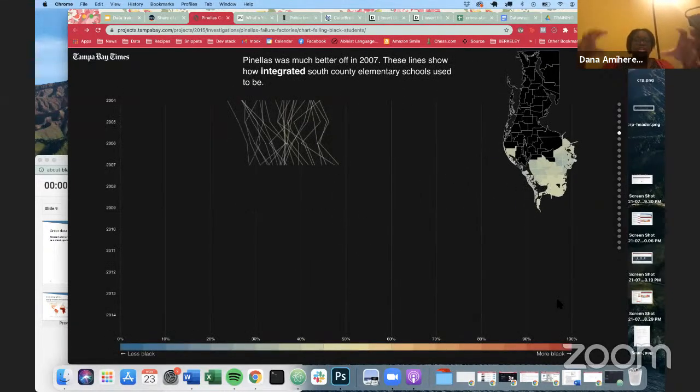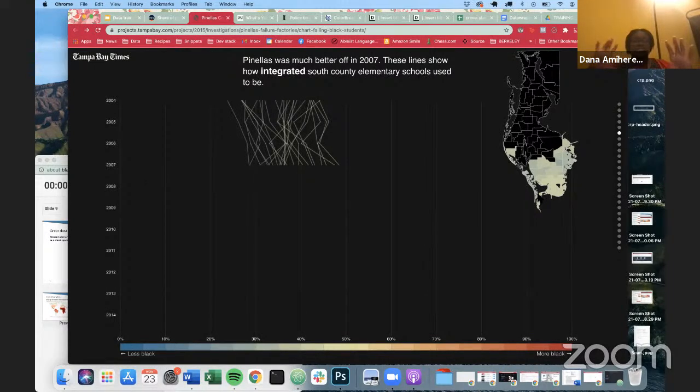And then it starts trying to add in this time component. Over on the left side, we've got 2004 to 2014, so we're talking about 10 years. On the bottom, we're talking about the population of students, the percentage of Black students. At the top, we've got our narrative, and over here on the right, they've got this map component. So they've got a lot of pieces going on here.